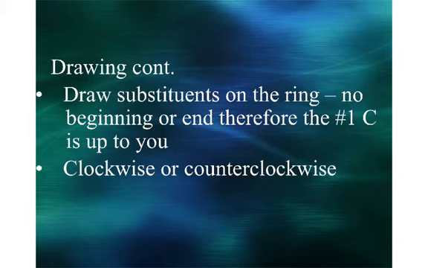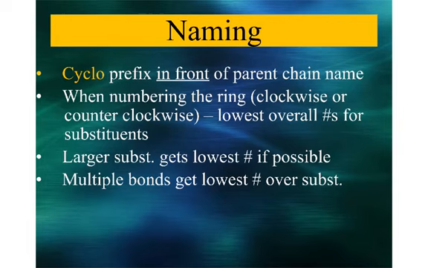When we're drawing substituents, there's no beginning or end in a ring. So you can decide who your number 1 carbon is going to be. I usually make the top one my number 1, and then I typically will go clockwise, although you can go clockwise or counterclockwise. When it comes to naming, you saw a little preview in the previous couple of slides. The word cyclo goes in front of the parent chain, and that tells us that we have made a ring. So if I have a pentane, that's 5 carbons in a row. If I have a cyclopentane, that's 5 carbons attached to themselves.